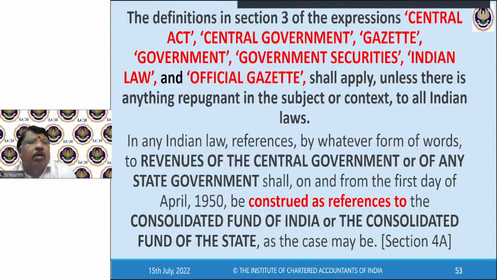In any Indian law, references by whatever form of words to revenues of the central government or of any state government shall, on and from the first day of April, be construed as references to the Consolidated Fund of India or the Consolidated Fund of the state. See, all taxes collected, all revenues generated, in those days it used to be called revenues of central government or state. Now it goes into what is known as the Consolidated Fund of India. From the Consolidated Fund, those revenues are then distributed to the various ministries for their planned budget expenses.